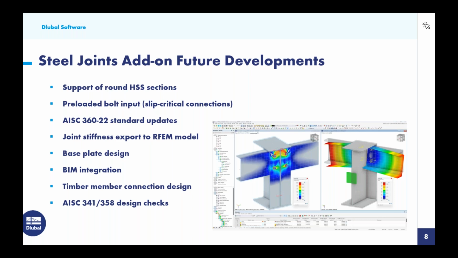But the only exception to this is round HSS. So currently we support square and rectangular HSS. Round HSS is currently in development, should be released very soon. A preloaded bolt input is also not quite ready, but is currently in development for topics like slip critical connections. So that should be available very soon.